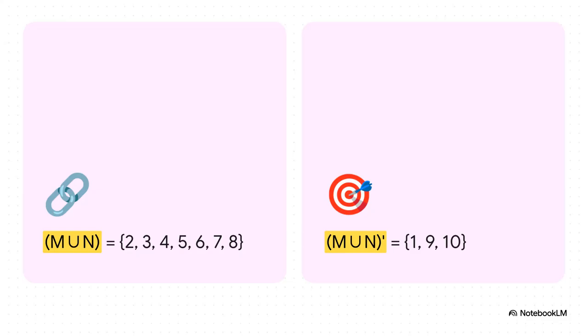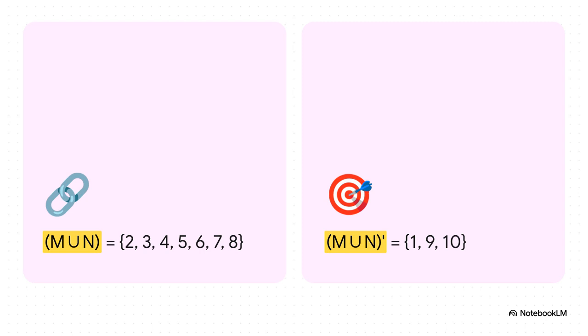Okay, let's prove it. First, we find the union of M and N. That means basically dumping all the members of Club M and Club N into one big giant group. So, combining numbers 2 through 6 and 4 through 8 gives us a mega club of 2, 3, 4, 5, 6, 7, and 8. That's M union N right there.